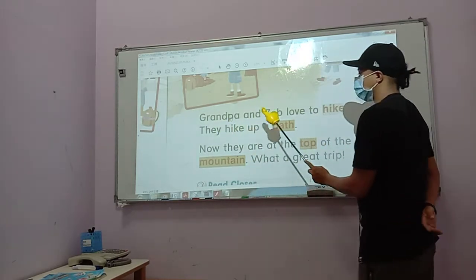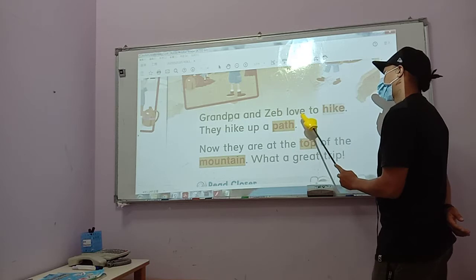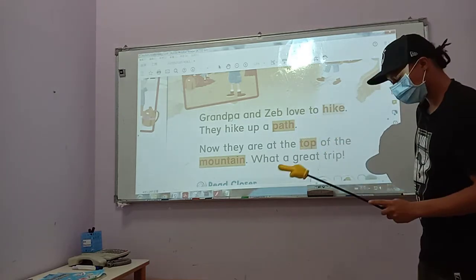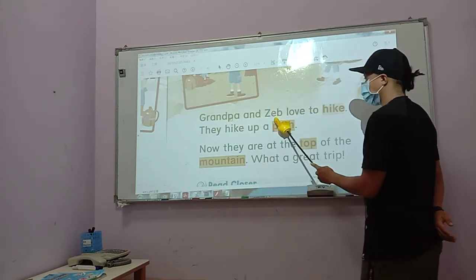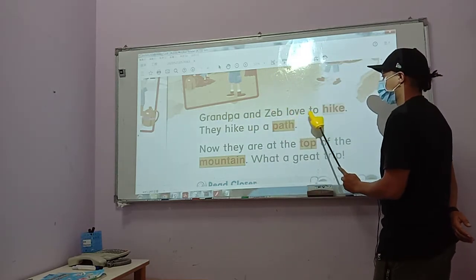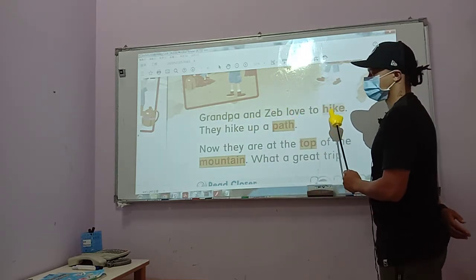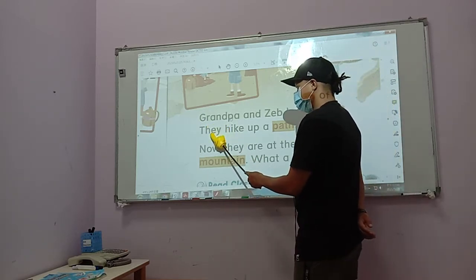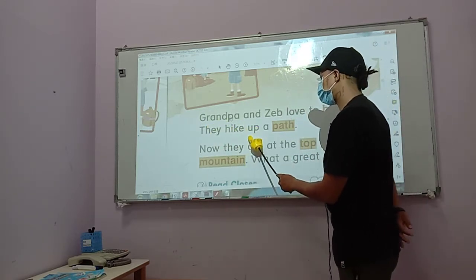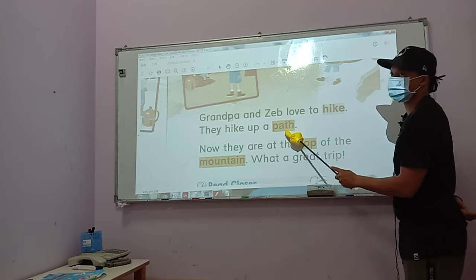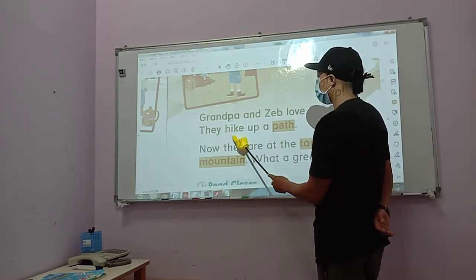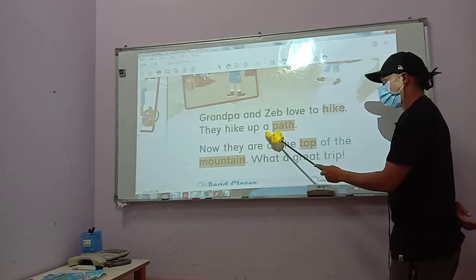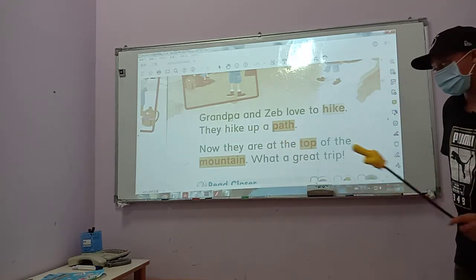Grandpa and Zeb love to hike. So, Grandpa and Zeb love to hike. They hike up a path. Can you say it? They hike up a path. Okay?